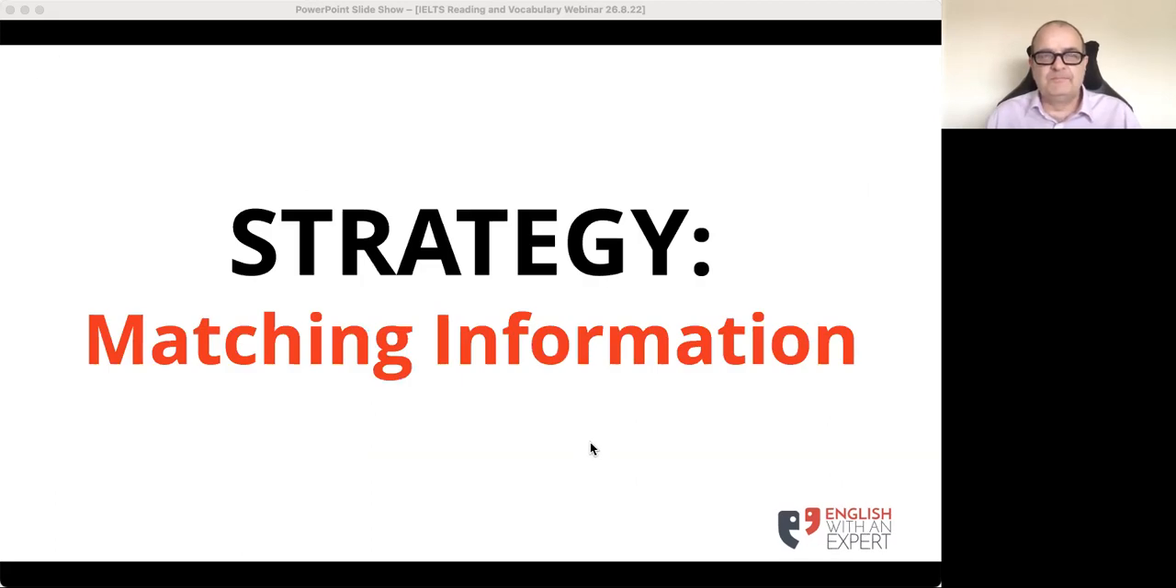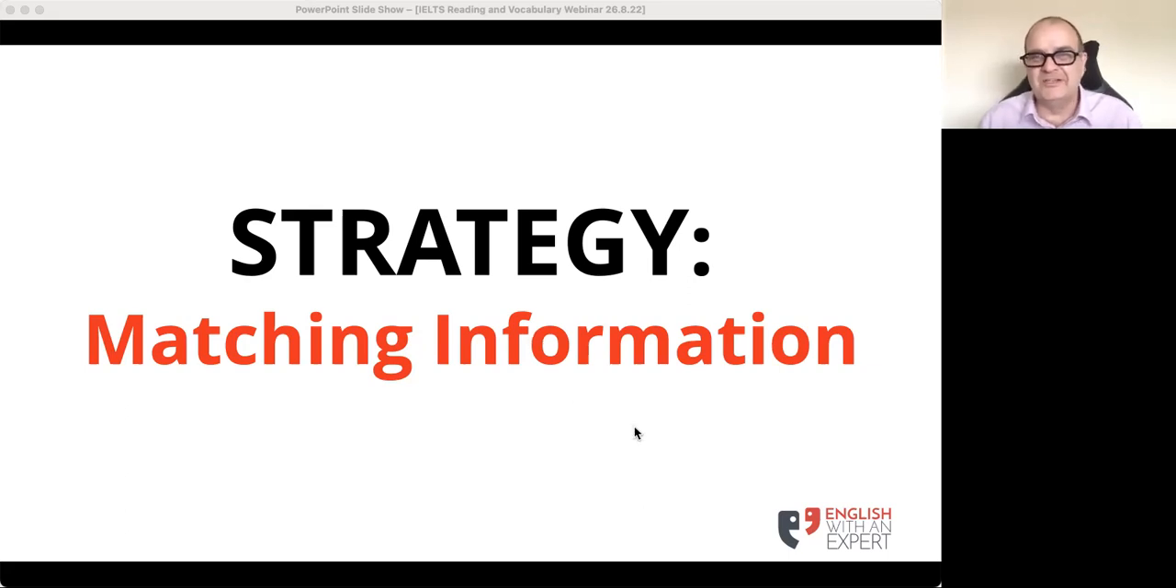Let's move on to matching information. Now, in my opinion, these are the hardest. It's a little bit like matching headings, but matching headings are easier because when you're matching the headings, you're matching the heading, usually the topic sentence of the paragraph. So you're matching the heading with the first 1 or 2 sentences of the paragraph. With matching information, you're matching the information in the sentence, in the question, with anything inside a paragraph. So it could be any part of the paragraph.